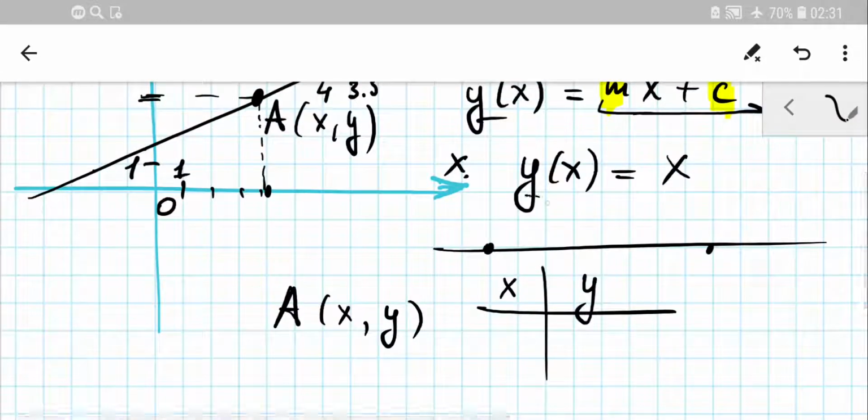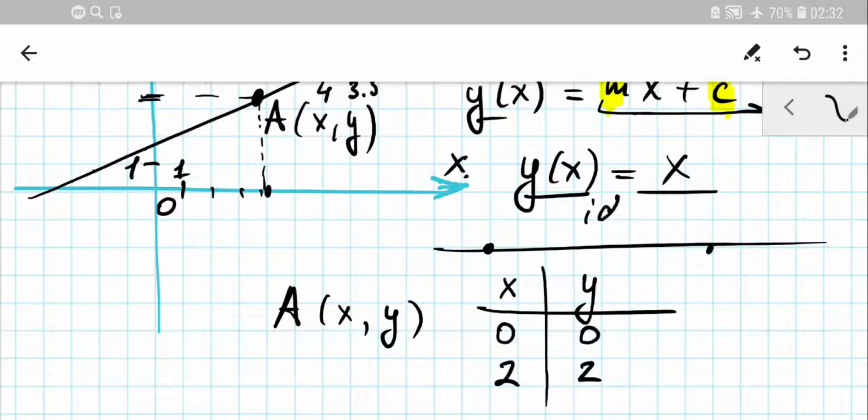To build the graph of this very simple, basic line, y equals x, we just need to plug in any value instead of x. Very conveniently, we can start from 0 to find y, so y is also 0, right? And we can plug in, let's say, any other value, for example 2, so that the points are split apart. So y is also 2. That's what is called the identity line. Why identity? Because the x value is equal to the y value.